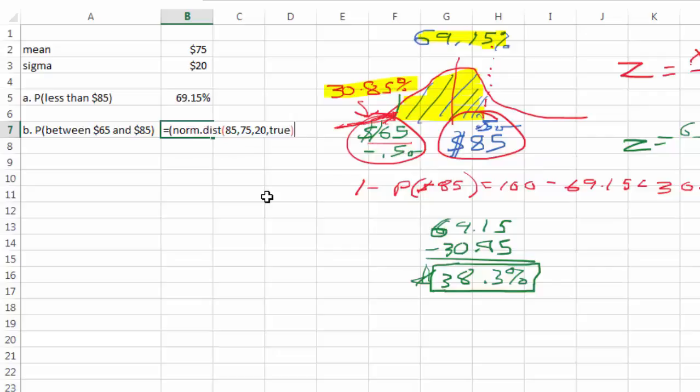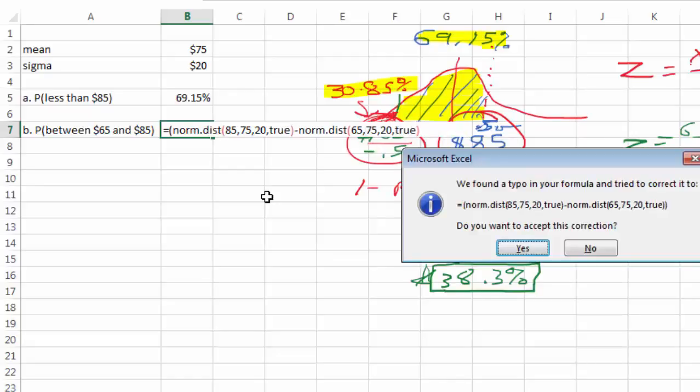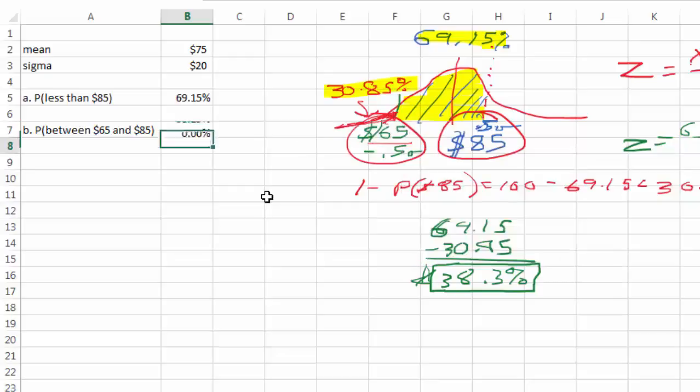Okay, and then we're subtracting from that the norm.dist of 65 for our x, 75 for our mean, 20 for our sigma again, and true. Okay, it needs another outer bracket. It fixed it for me. Hey, 39.29, 39.3%. Right. So if we know what we're doing, we don't have to engage in a lot of tedious calculation. We can have Excel do it for us.